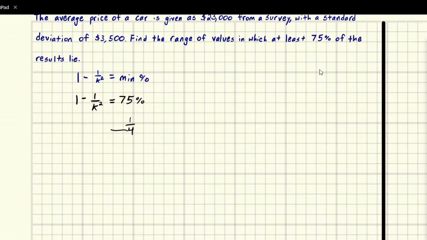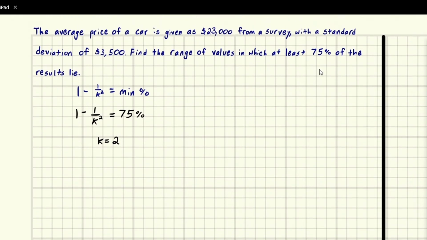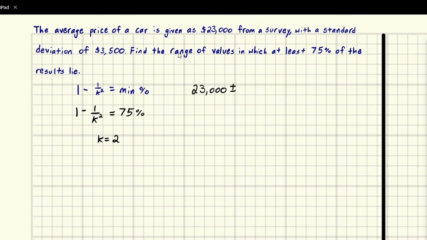So our question becomes, what squared will give us 4? Well, 2 squared gives us 4. So we know that k has to equal 2. So after we have figured that out, all we have to do now is go up or down from the mean. So the mean is $23,000. And we want to go up or down, so plus or minus 2 standard deviations, and that will give us a range in which at least 75% of the results lie.